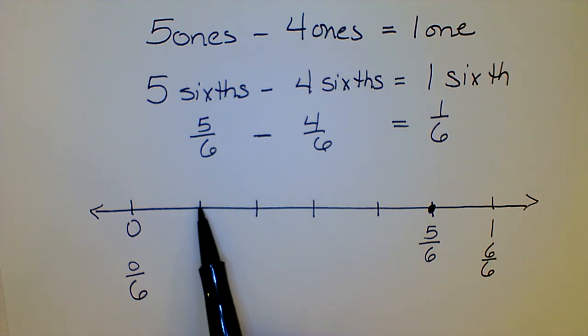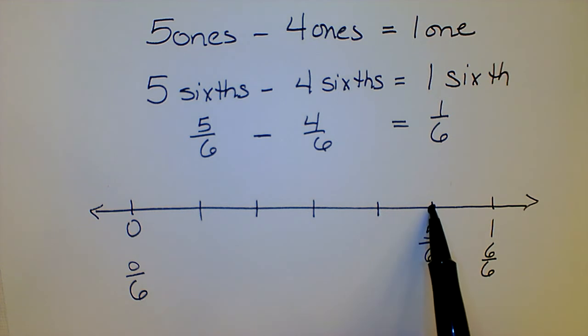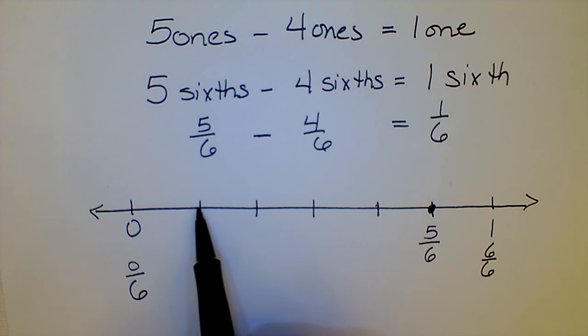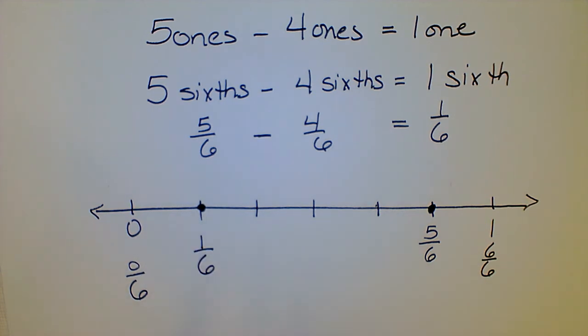And I always talk about hops. You can't count it until you've done the hop. So from here I've gone back 0 sixths. Now I'm going to go 1 hop, 2 hops, 3 hops, 4 hops. And that seems to help people a lot. And if I do that, I now have 1 sixth, just like we showed up here.